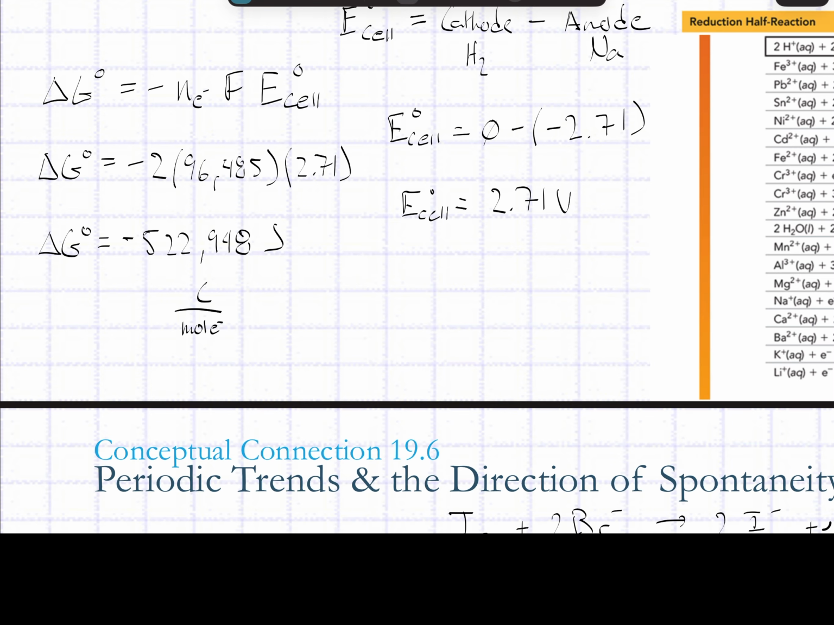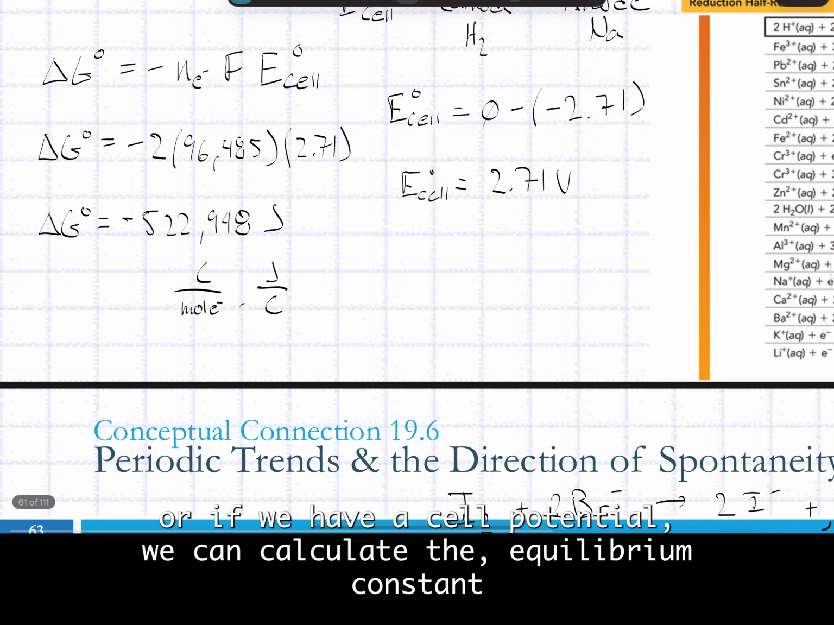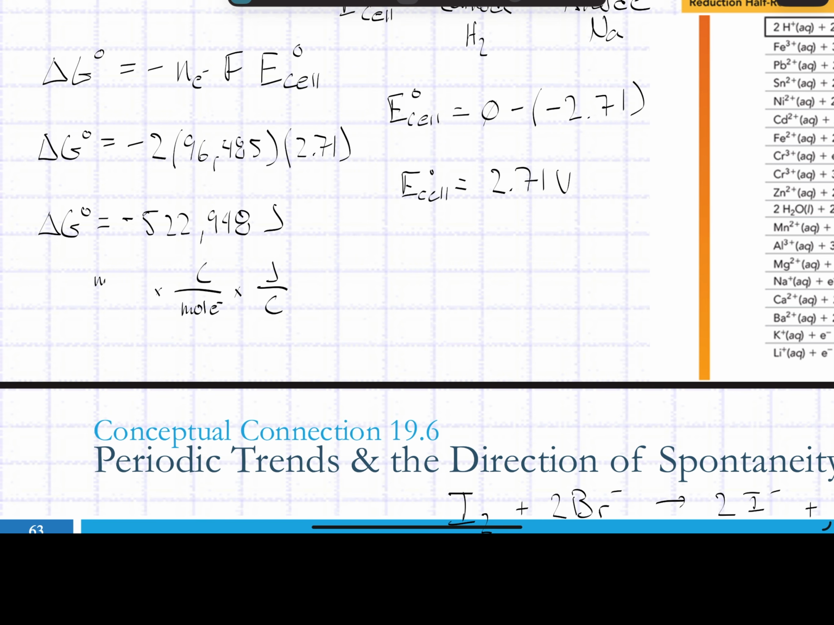All right, so this means that now if we have a standard electrode potential, or a cell potential, we can calculate the equilibrium constant. Because again, is that negative? No, it's positive. 0.0592 over moles of electrons, and now log of K.